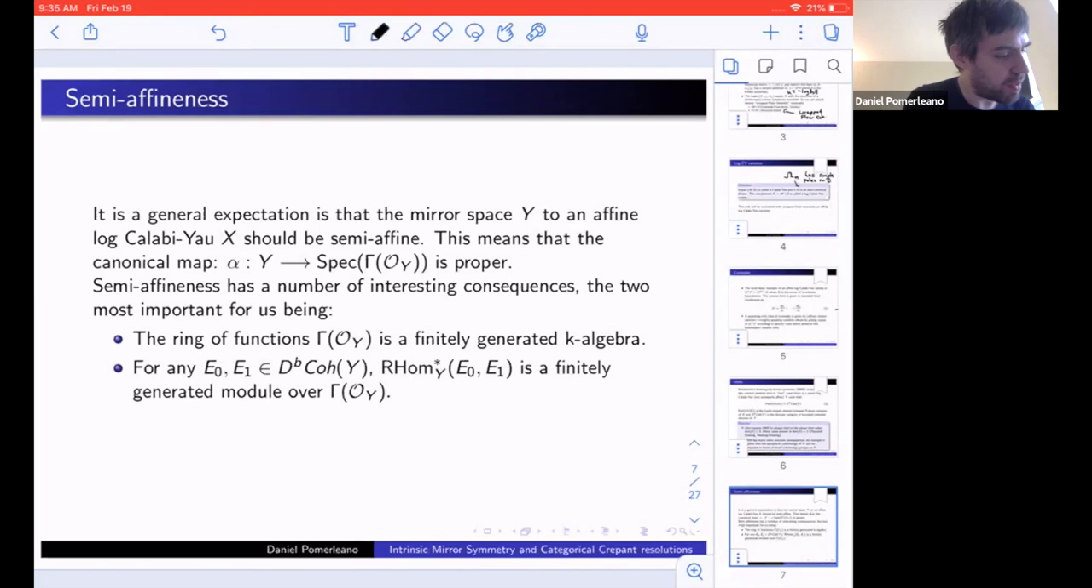So this is an old theorem that goes back to Grothendieck, actually. If you ever have a proper map like this, these Ext groups will always be finitely generated modules over this Γ. So my main theorem is a mirror statement to these two properties. It's a mirror counterpart.